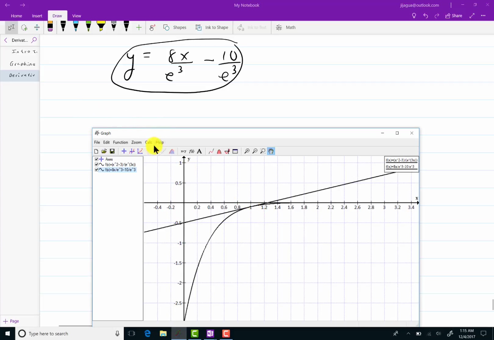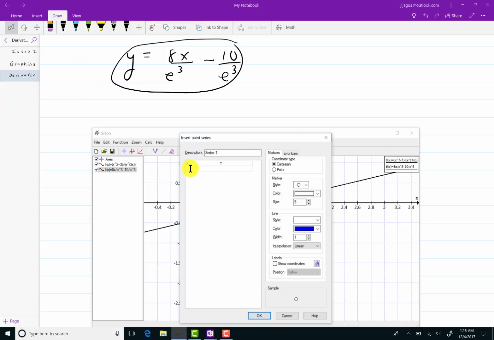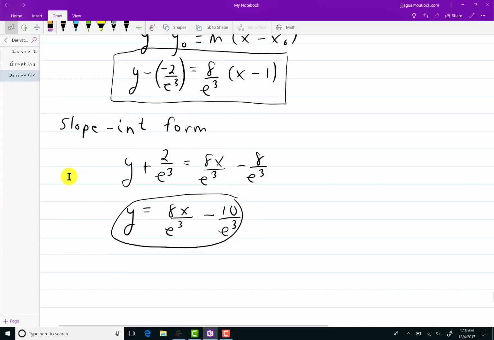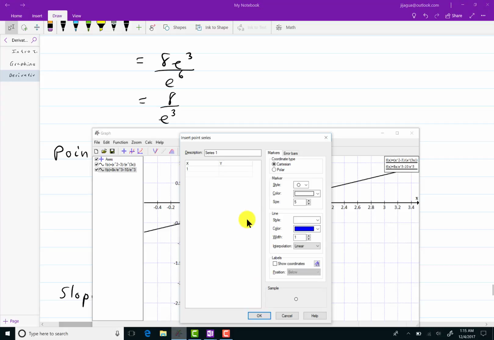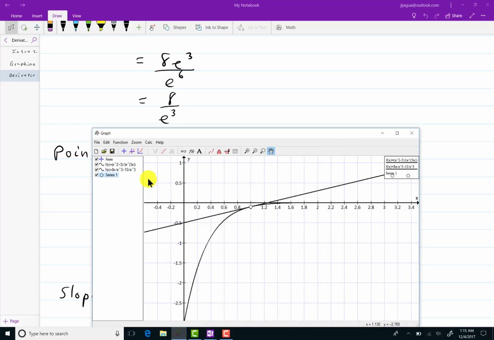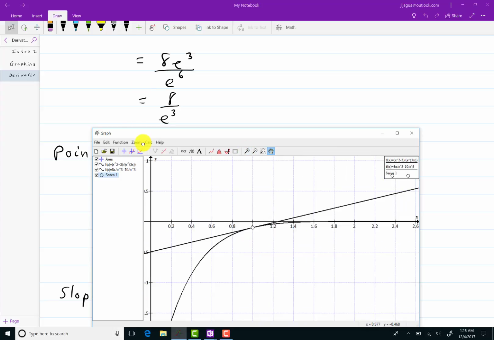What was that point? Let me see. I can actually go through the effort and graph a point. The x value was 1. And the y value, what was that? It was negative 2 over e cubed. It lets me put that in this way. Negative 2 divided by e to the third. And as you can see, it throws that point right there. Right in the target where I thought it should be. So that makes me feel very good about whether I got this problem correct or not.